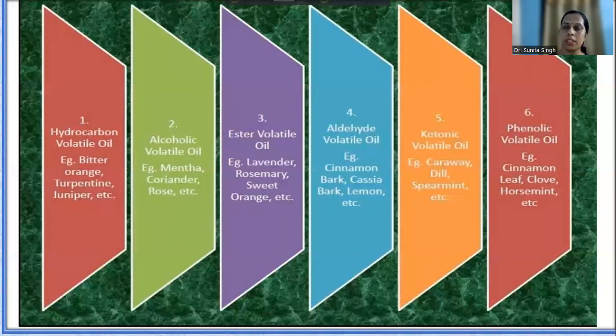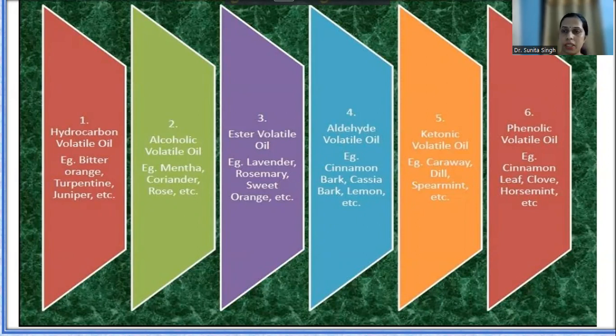If we broaden this classification, we have hydrocarbon volatile oils, such as orange, turpentine, and juniper essential oil; alcoholic volatile oils, such as mentha, coriander, and rosa essential oil. They are classified on the basis of various groups present in them. Ester volatile oils having ester groups include lavender, rosemary, and sweet orange. Aldehydic groups are present in volatile oils of cinnamon bark, cassia bark, and lemon. Ketonic volatile oils are present in caraway and dill, and phenolic volatile oils are present in cinnamon oil and clove, which has a major component eugenol, a phenolic compound.